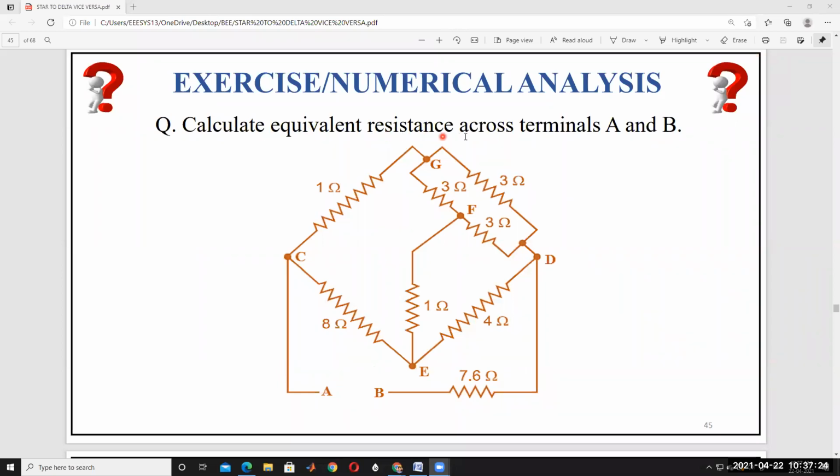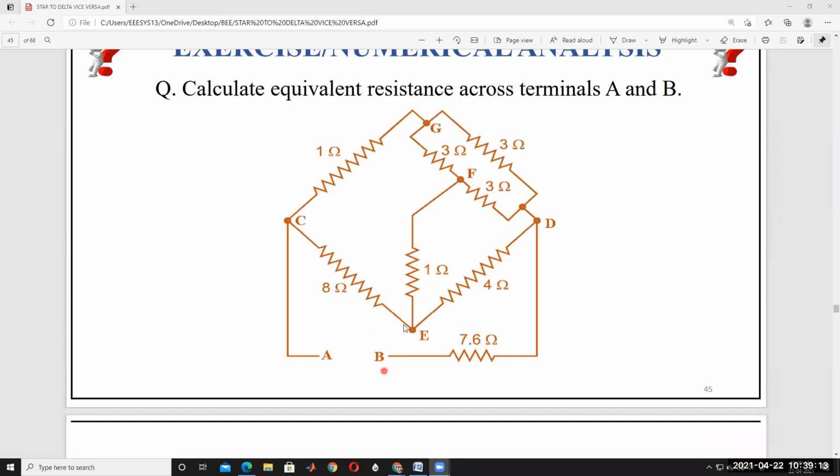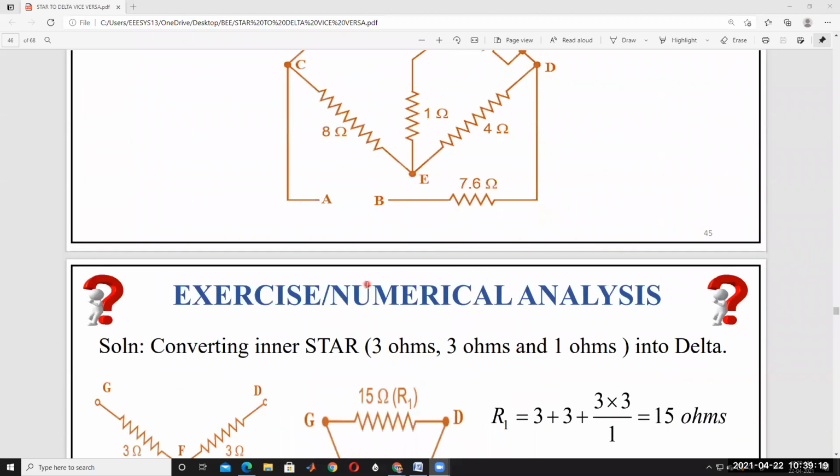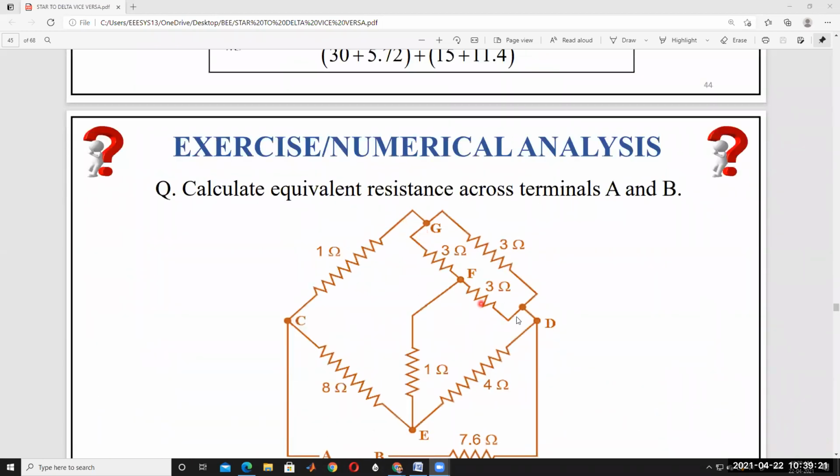Calculate the equivalent resistance across the terminals A and B. All of you draw this diagram. Calculate the equivalent resistance across the terminals A and B. So it's like this: G, D, E and F.